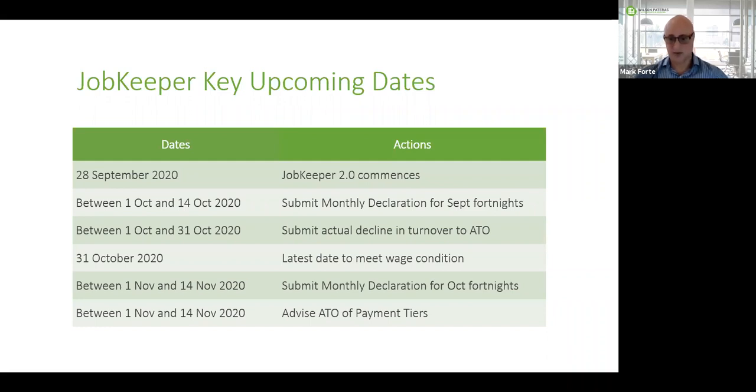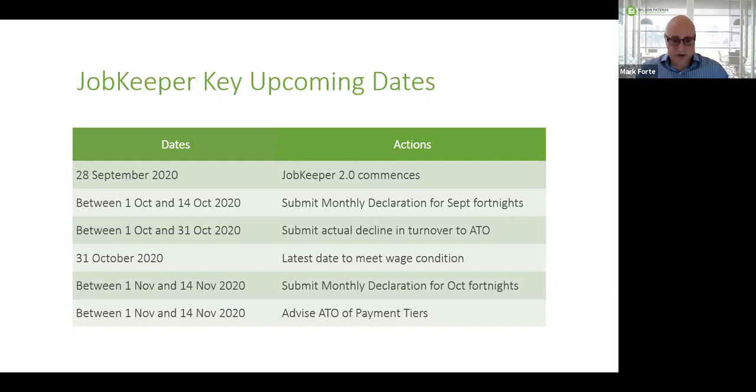And by the end of October, we must submit our actual decline in turnover to the ATO. So we're informing the ATO that we do qualify for JobKeeper number 2. On the 31st of October, that's the latest date to meet the wage condition. What the wage condition is, that's the last date that you must pay your employees the JobKeeper amounts for JobKeeper number 2. So I don't believe that will affect full-time employees, but any employees who may be receiving $1,000 a fortnight, you have to bump up their salary to $1,200 per fortnight.